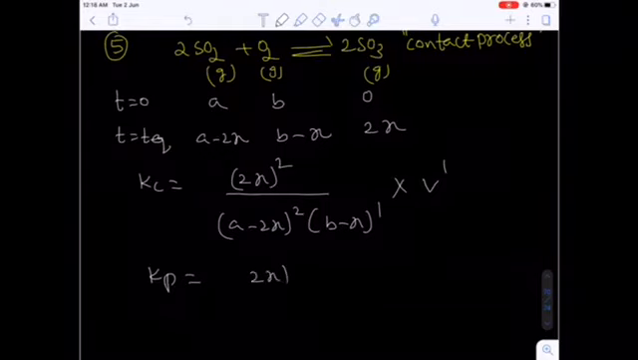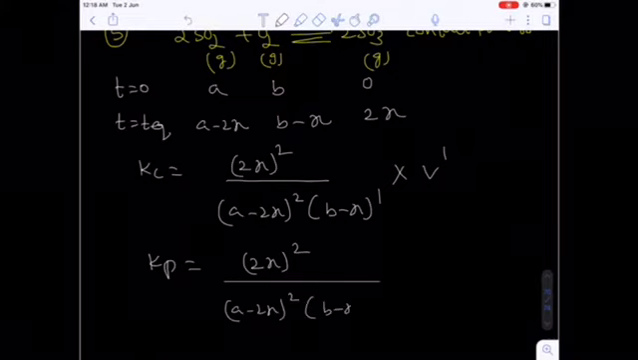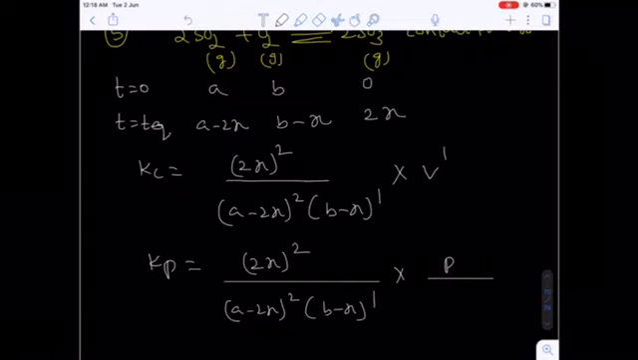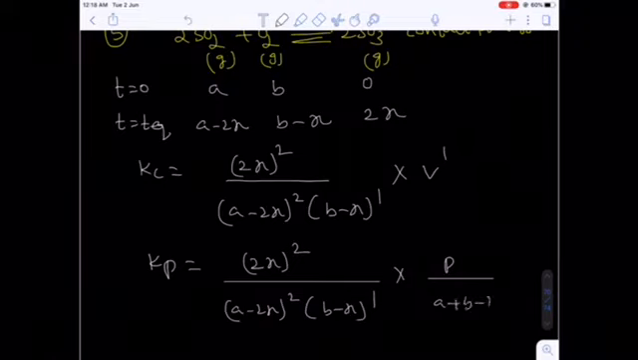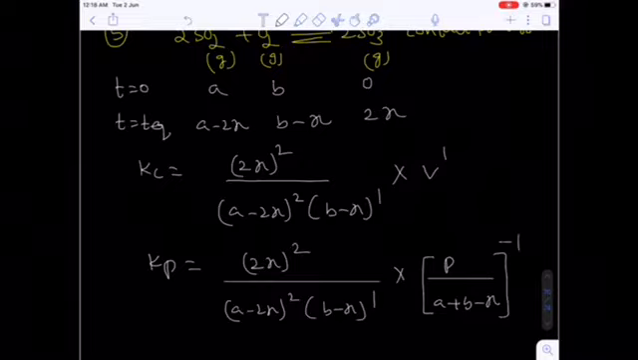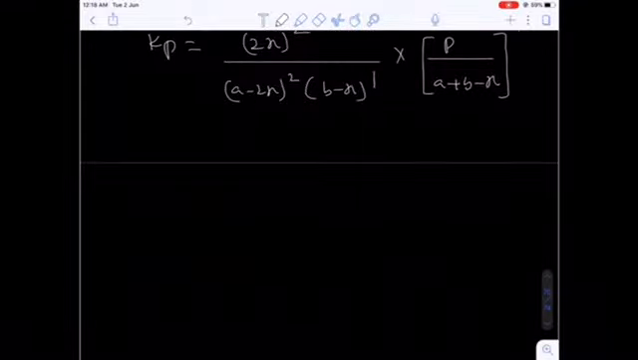Now come to the Kp expression. Also just now I told you: number of moles of product 2x, stoichiometry 2, whole divided by number of moles of reactant A minus 2x, stoichiometry 2, and number of moles of another reactant B minus x, stoichiometry will be 1, into P total will be the P. Total number of moles will be A minus 2x, B minus x, plus 2x. So you will get A plus B minus x, whole to the power delta Ng. Delta Ng value will be -1.